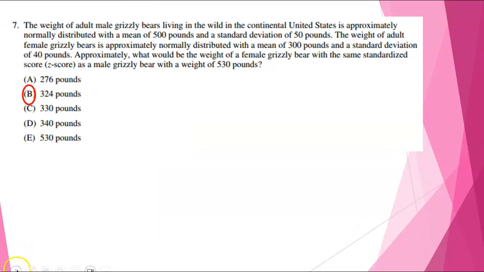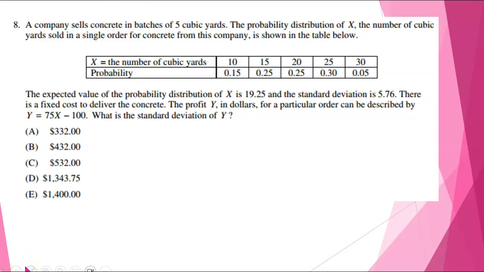All right, so for question 8, it says the company sells concrete in batches of 5 cubic yards. The probability distribution of x, the number of cubic yards sold in a single order for concrete from this company, is shown in the table below. The expected value of the probability distribution of x is 19.25 and the standard deviation is 5.76. There is a fixed cost to deliver the concrete. The profit y in dollars for a particular order can be described by y equals 75x minus 100. What is the standard deviation of y?